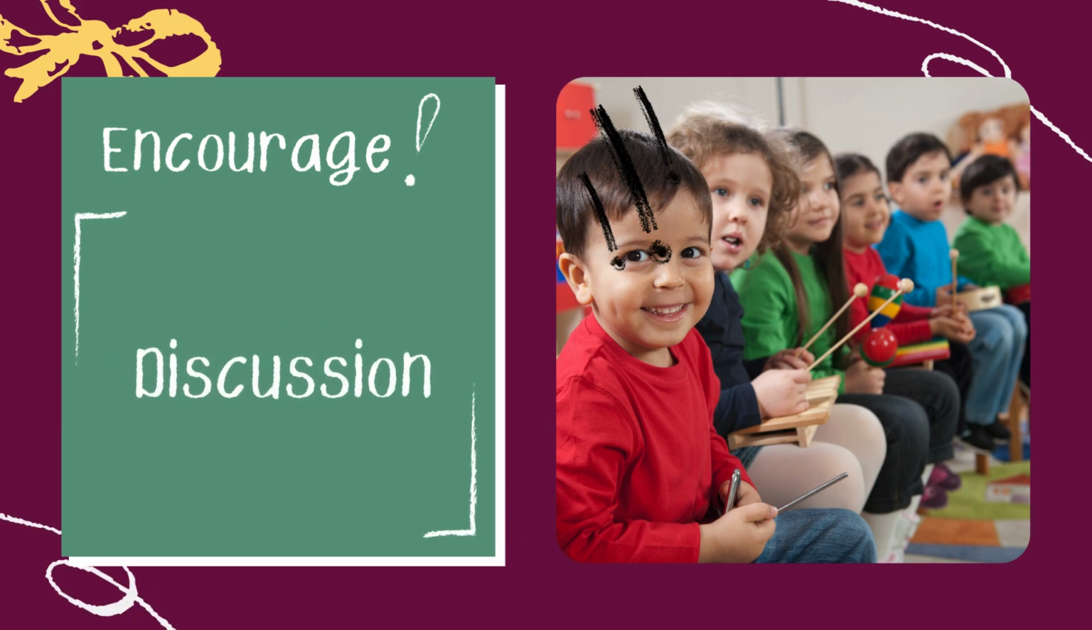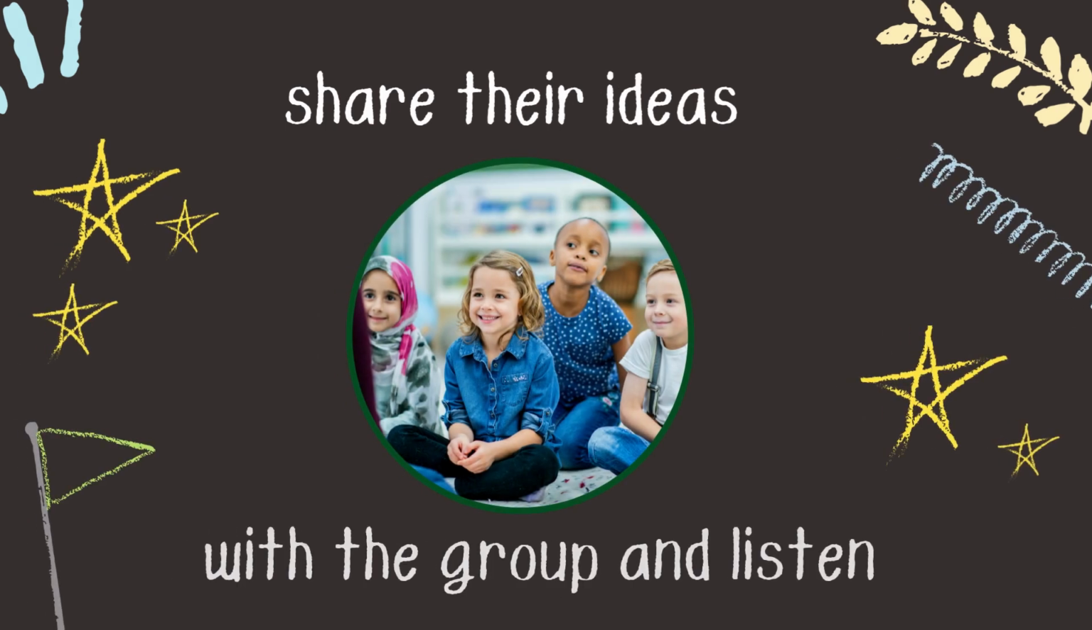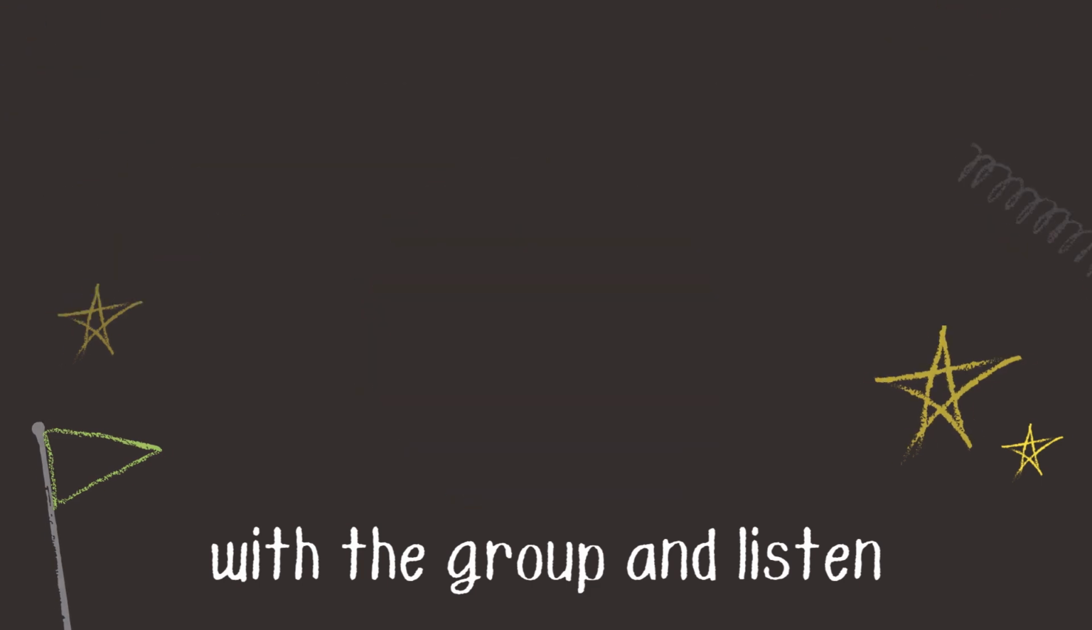Encourage discussion, even though they're young. For example, after reading a story, ask a group of children, "What do you think the bunny will do next? Why do you think they would do that?" Encourage children to share their ideas with a group and listen to each other's thoughts. This helps to develop social skills like listening, taking turns, and respecting different viewpoints. It also allows children to build on each other's ideas and to think collaboratively.